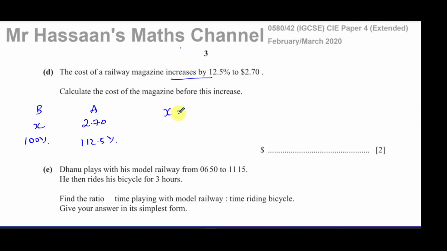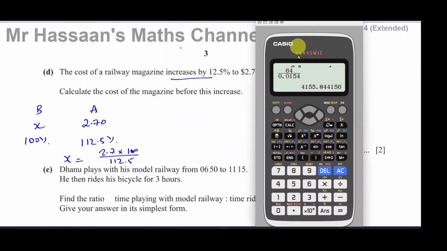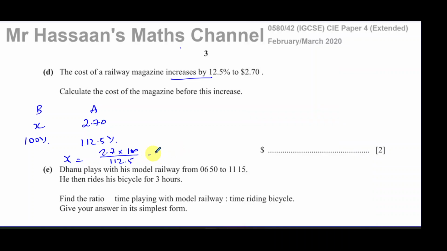So now we can simply cross multiply. X is equal to, I'm going to write this over here because I'm going to show you another method. X is equal to 2.7 times 100 divided by 112.5. You don't need the percent because they cancel out. And that will give you your answer. So we can just put that in the calculator. We have 2.7 times 100 divided by 112.5. And that gives us 12 over 5, which is 2.4.